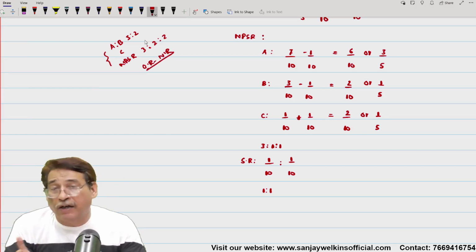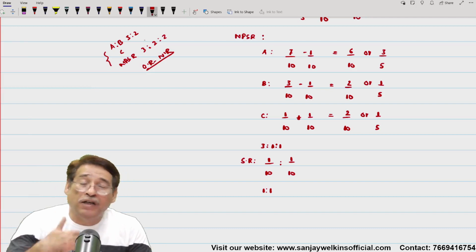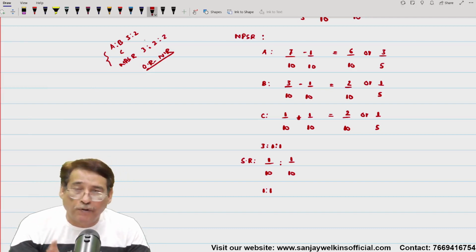You cannot get the sacrificing ratio straight away. This is the only situation when you will have to use the formula to compute the sacrificing ratio. Is it clear to you?